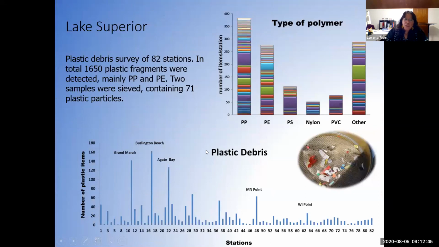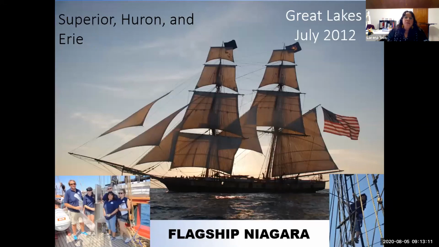I started working with the microplastic in Lake Superior in 2011, and then we did the identification of the type of polymers. And here you can see some of the results. This was the first time we could relate the concentration of the microplastic with the areas with more people. This means more people, more plastic. In 2012, we collected for the first time microplastic in the Great Lakes: Lake Superior, Huron, and Lake Erie.